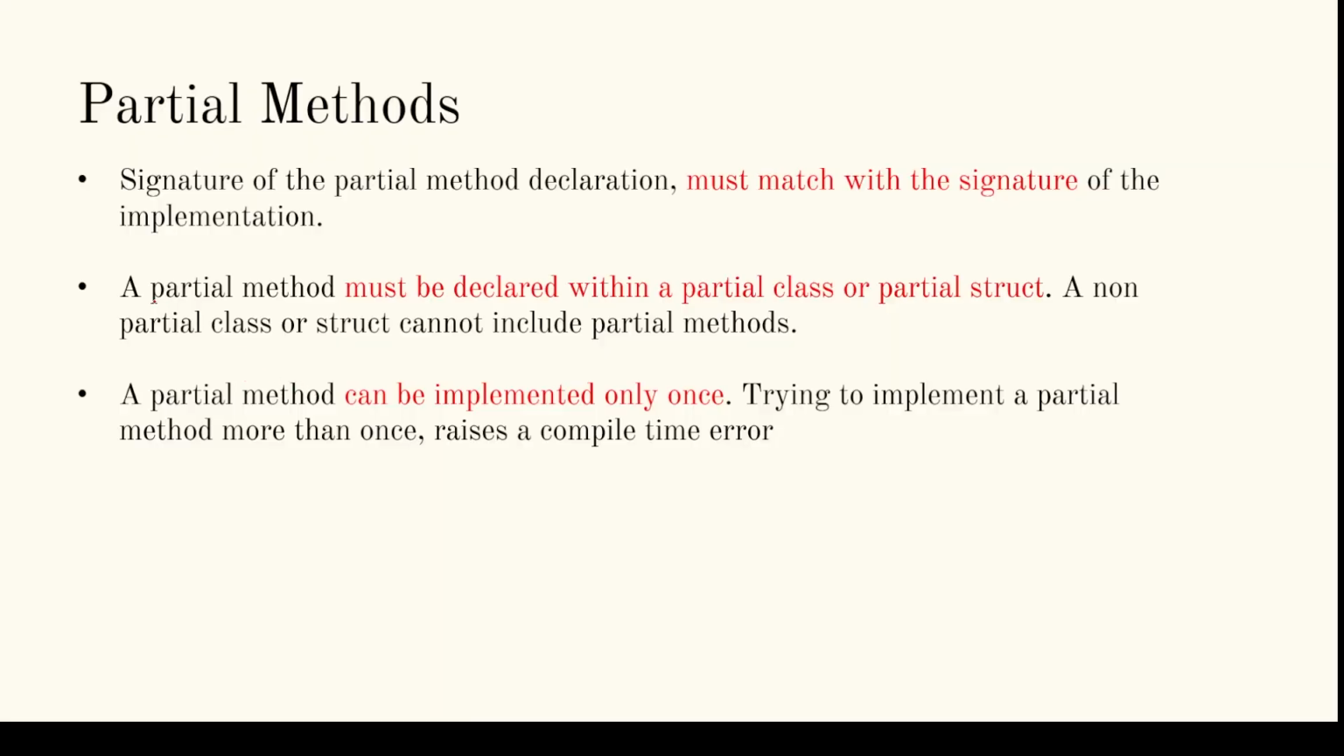Next point is a partial method must be declared within a partial class or partial structure. A non-partial class or structure cannot include partial methods. That we have already seen in this video. If you try to create a partial method in a normal class, you will get the compilation error. Next point is a partial method can be implemented only once. Trying to implement a partial method more than once raises a compilation error.